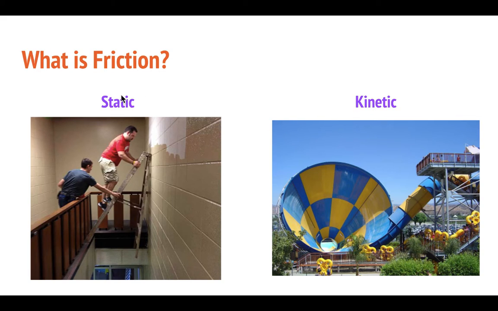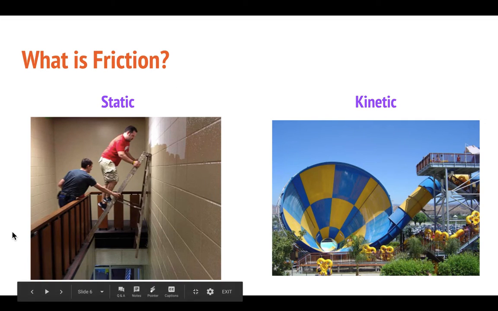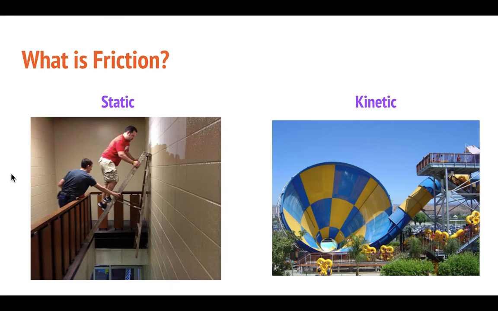Now if we look over here on the left, we've got static friction. Static friction is the force that opposes motion to keep it from moving. So here you can see the ladder is not moving. The reason behind that is because the ladder is leaning in such a way that the friction is equal to the downward force. So it's keeping it up. So static friction is where the forces are balanced and the object is not moving.